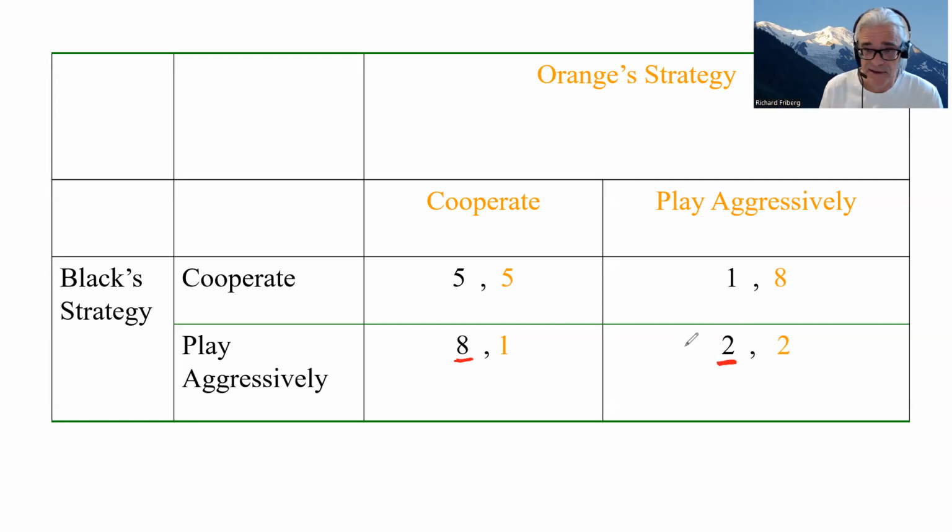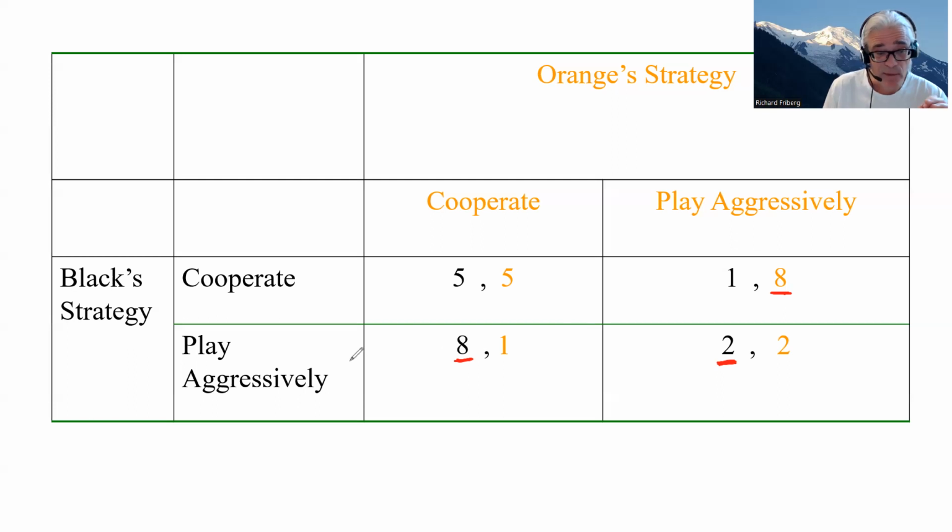Moving over, we put ourselves in the shoes of orange and say, well, payoffs to orange depend both on what she's doing and on what black is doing. So if black were to choose to cooperate, orange is comparing what? Well, it's comparing the payoff 5 from cooperating to 8 from playing aggressively. 8 is greater than 5, so in that sense, the best response for orange is to play aggressively.